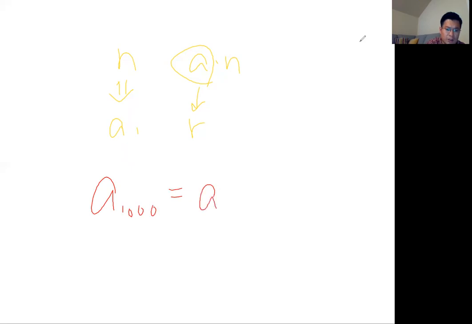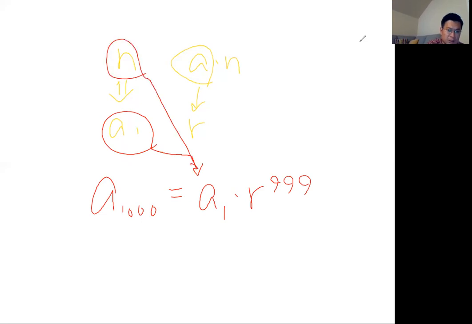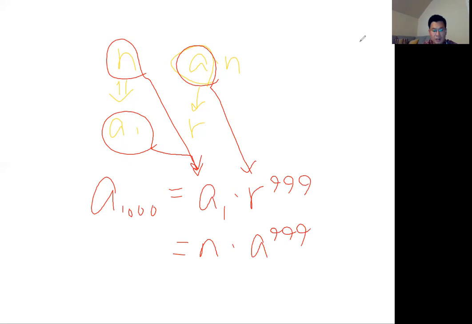So a1 times r to the n minus 1, which is 999. And then you can apply this n into here, you can apply a into here. So then n times a to the 999. This is the answer.